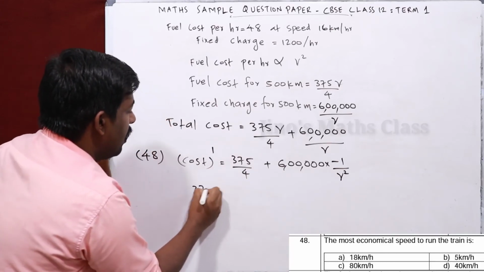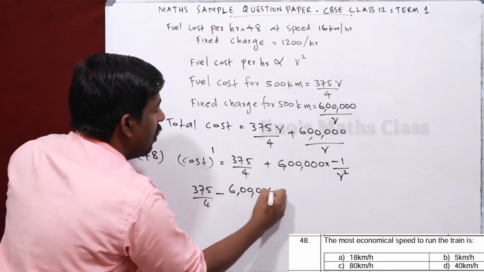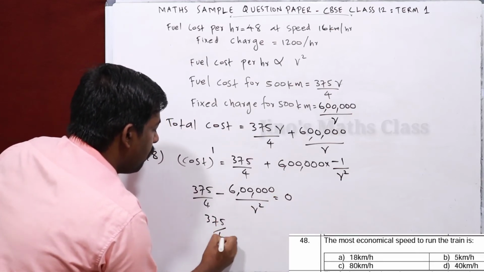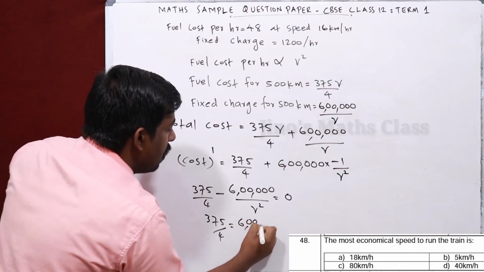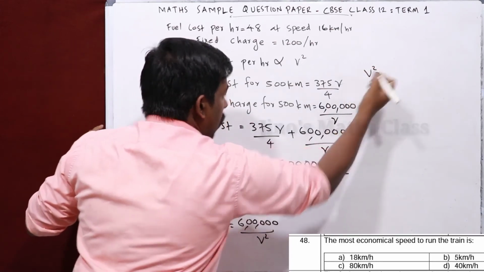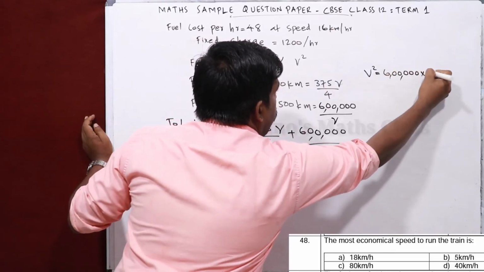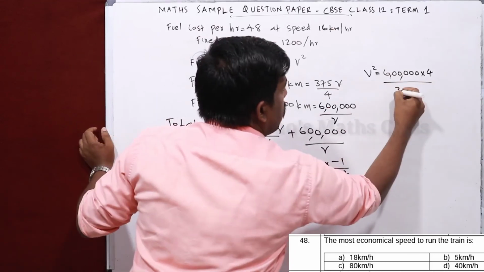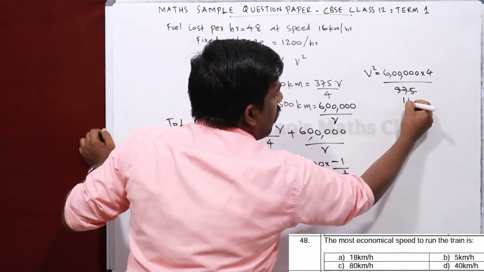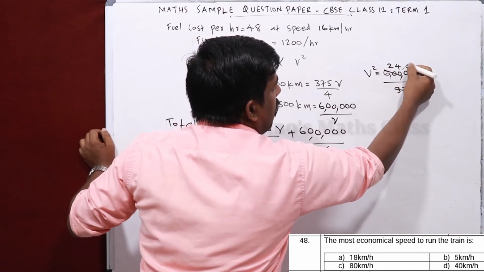At the time we are getting 375 by 4 minus 6 lakh divided by v square, that is equal to 0, or 375 by 4 is equal to 6 lakh divided by v square. When we cross multiply, we are getting v square is equal to 6 lakh into 4 divided by 375. So here we can cancel with 25. At the time we are getting 15, and here when we cancel we are getting 24, and then 0 0.